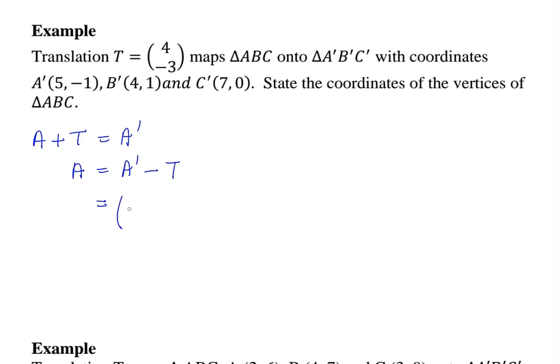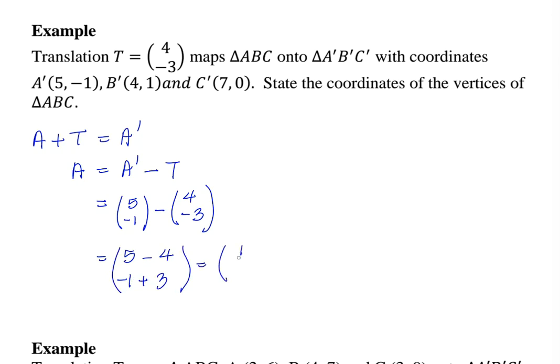All right, so A prime is 5, minus 1, minus T, which is 4, minus 3. If this is correct, I should get back A, which I think was 1, 2. So this would become 5 minus 4 and minus 1. And a negative times a negative gives me a positive 3. So this is going to give me 1, and minus 1 plus 3 gives me positive 2. So it means that A has coordinates 1, 2. All right, I could do this also for B and for C.